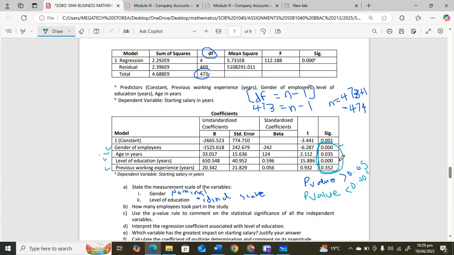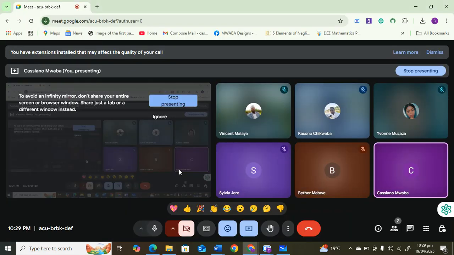Yeah, but here as you can see, the p-value is low, meaning the gender has an effect on the salary. Because if your p-value is low, it means there's a significant relationship between your dependent and your independent variable. So in this case, we're saying there's a significant relationship between the gender of the employee and the salary.